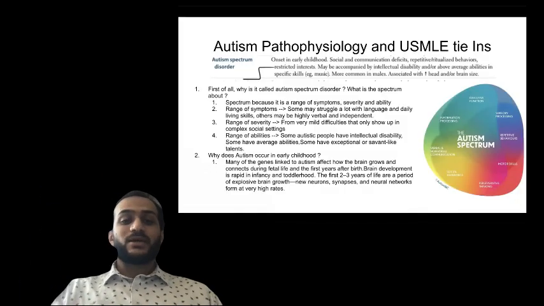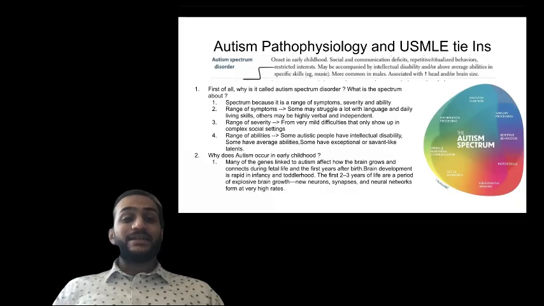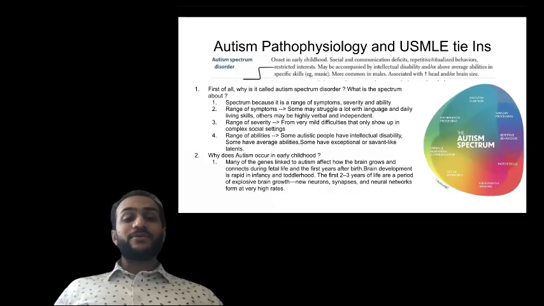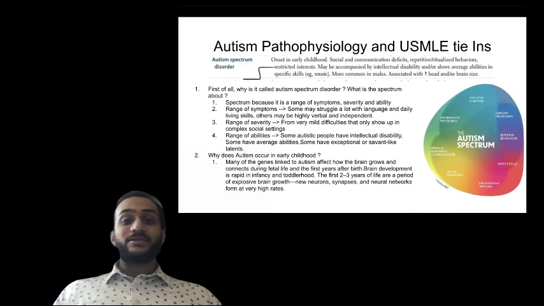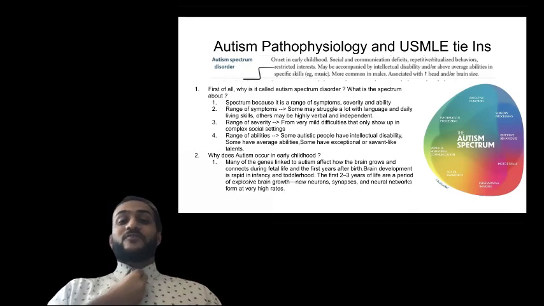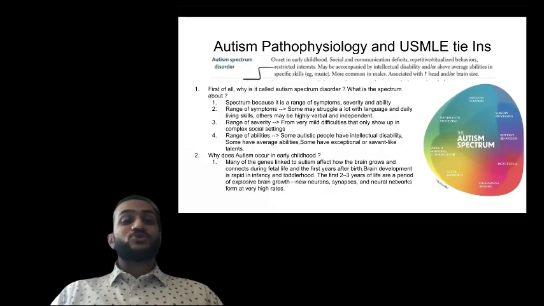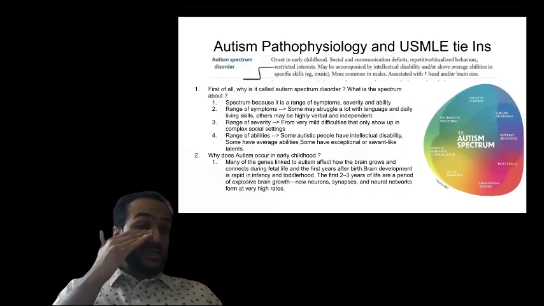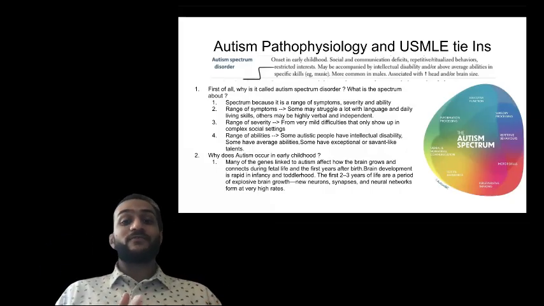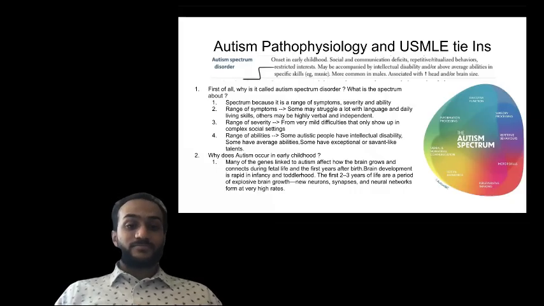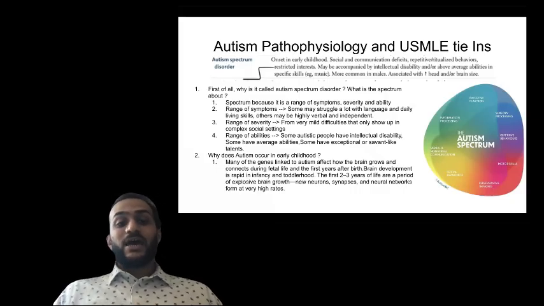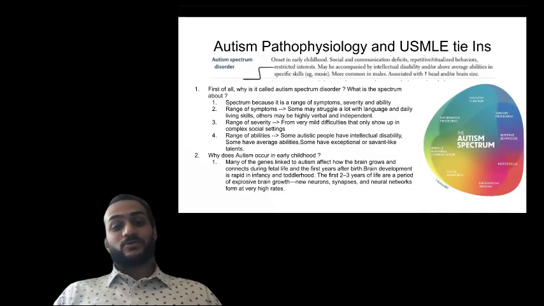So range of symptoms. Some people struggle with language and daily living skills. Others will have high verbal ability and are independent. The range of severity: from very mild difficulties that only show up in complex social settings, to a range of abilities. Some people have intellectual disabilities, some have average abilities, and some have exceptional or savant abilities.